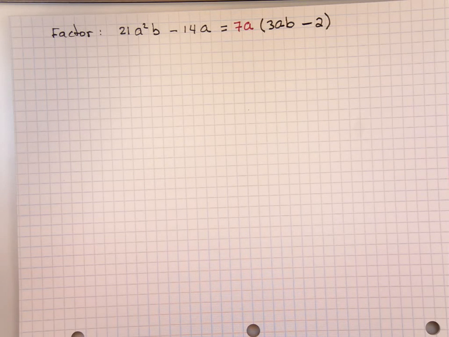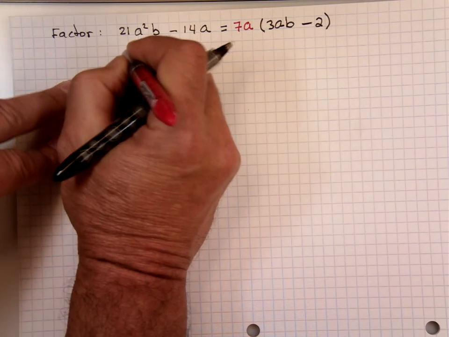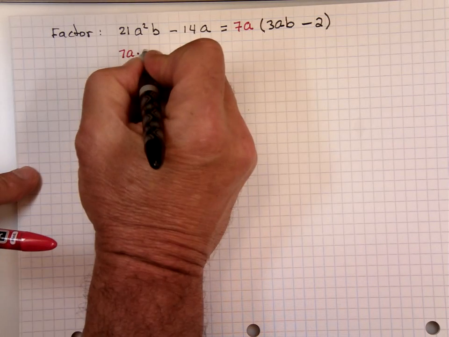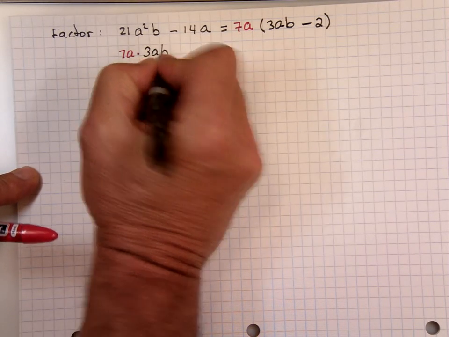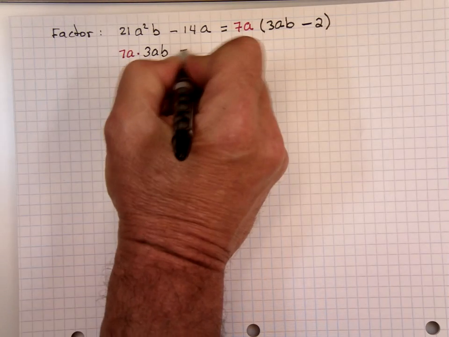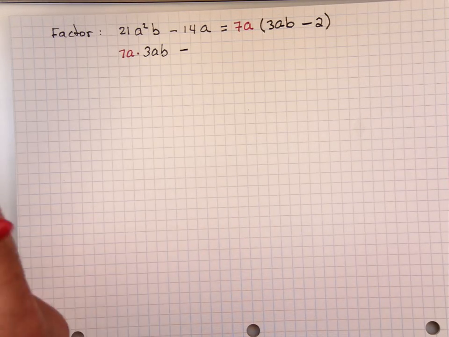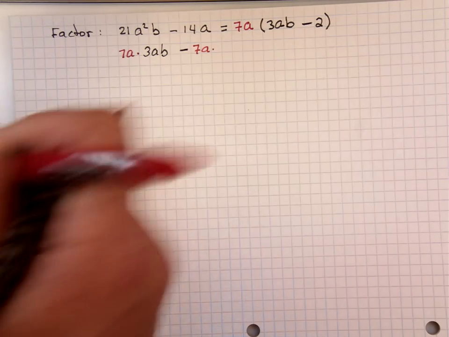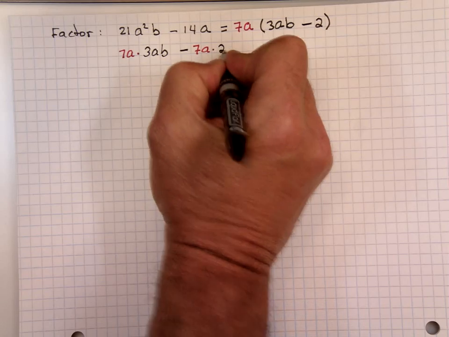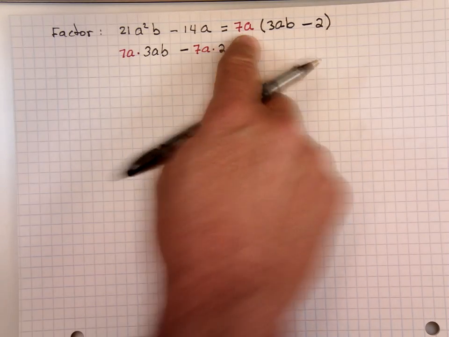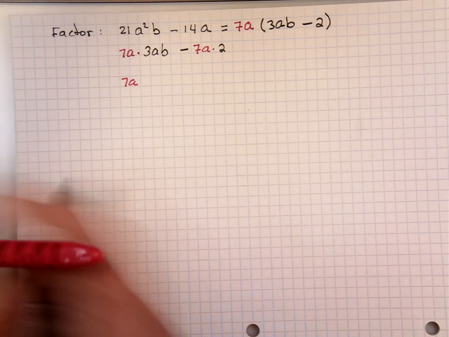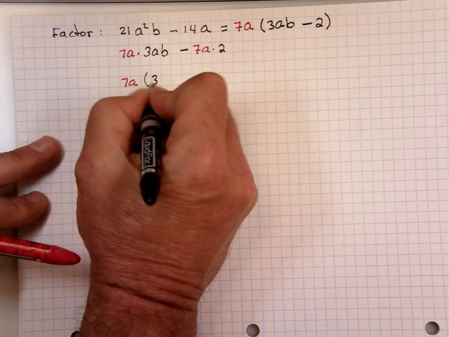Again, if that was too fast for you, we could have written this as 7a times the 21, that would be 3, 1a, 1b, minus, this will be 7a times the 2. And notice the 7a is the common one to both of them.